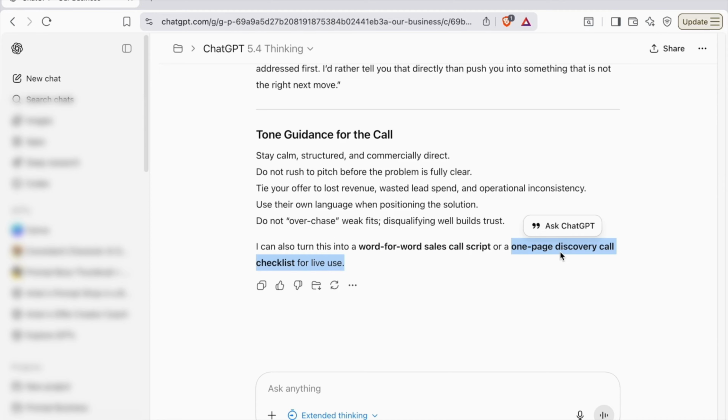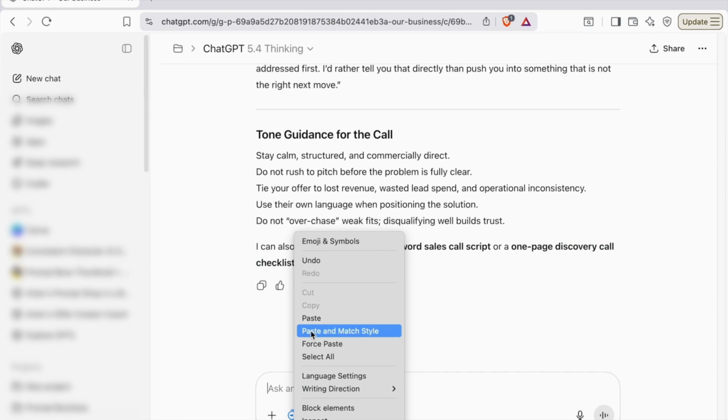I would put number 1 for the word-to-word call script, and then number 2 for the checklist, and let it sort those out. And you will have those both. You can download them, usually as you can tell it to give it to you as a PDF and/or Microsoft Word document for use. So now let's look at our second prompt.